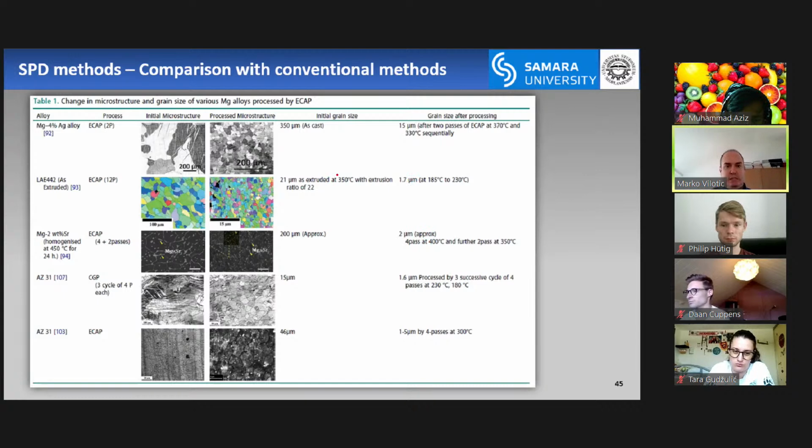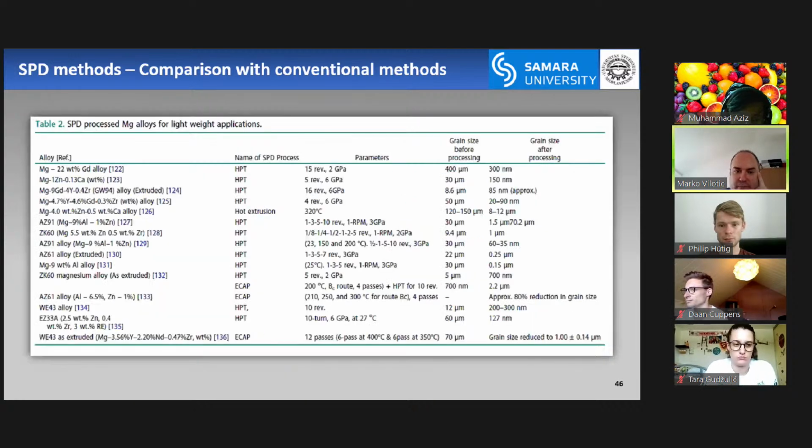This is the case of processing by ECAP. Of course, because at the beginning I said that the microstructure should be in this range, 100 to 900 nanometers, you will not always get ultra-fine grains, but you will have considerable grain size reduction. So here in this case, it's almost 100 times.